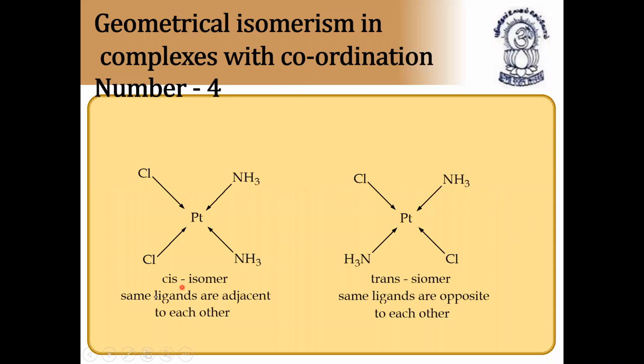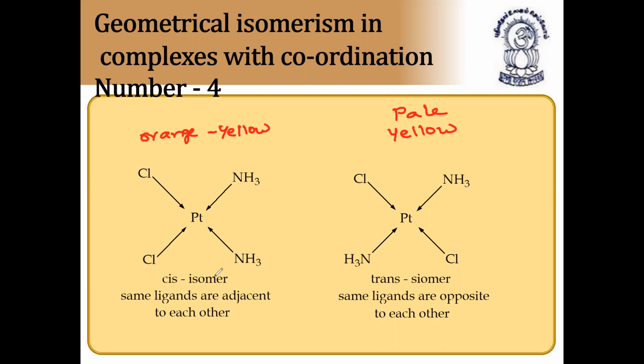In the example, you can see cis isomers, where the same ligands are adjacent to each other, and trans isomers, where the same ligands are opposite to each other. The cis isomer of this complex is orange yellow in color, and the trans isomer of this complex is pale yellow in color.